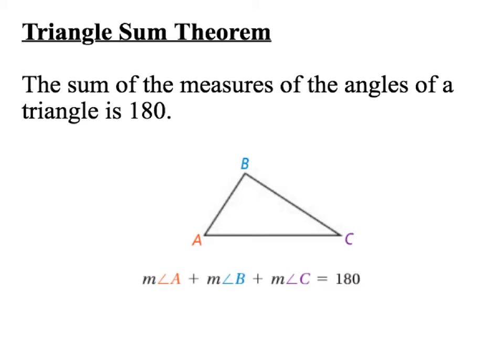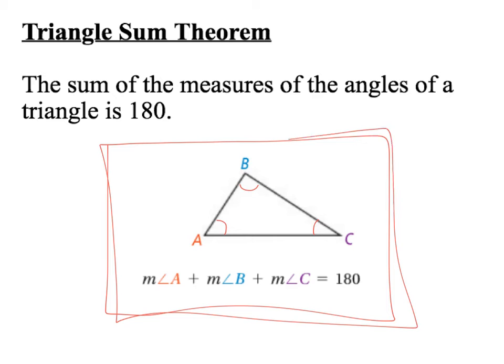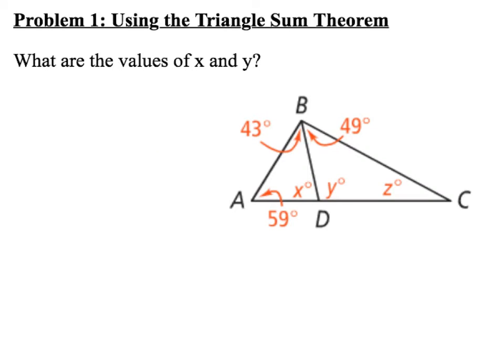Triangle sum theorem. Whenever I have a triangle, all interior angles, angle A, B, and C, are always going to be equal to 180. We are going to be using this information a lot. So all angles in a triangle equal 180.